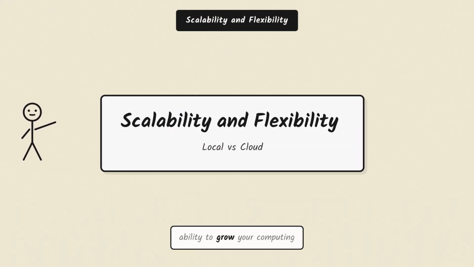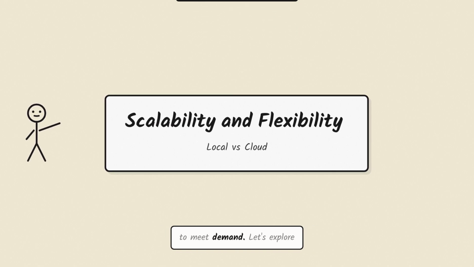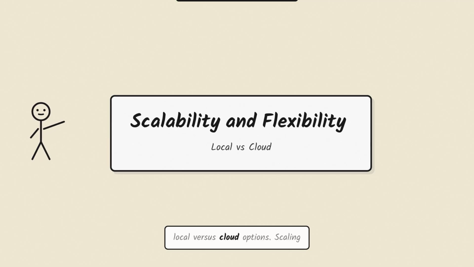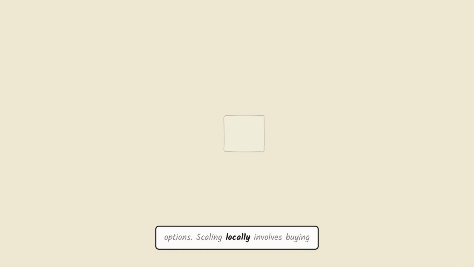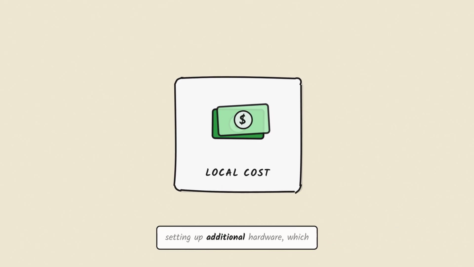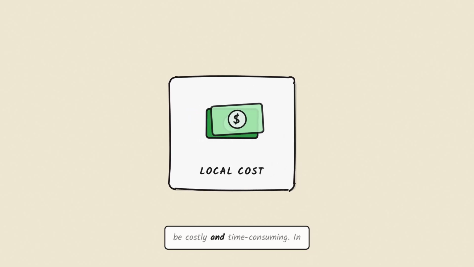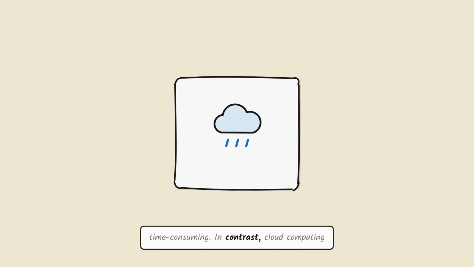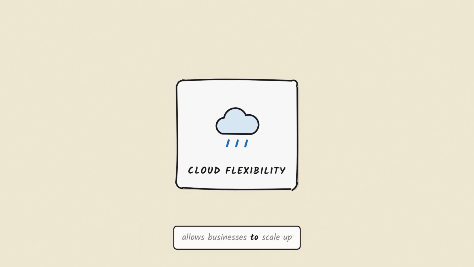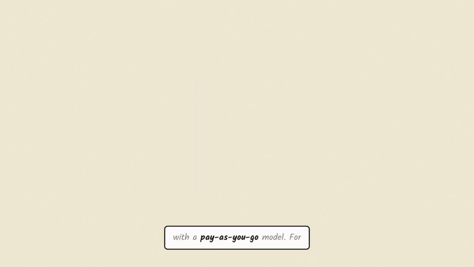Scalability is the ability to grow your computing resources to meet demand. Let's explore local versus cloud options. Scaling locally involves buying and setting up additional hardware, which can be costly and time-consuming. In contrast, cloud computing allows businesses to scale up resources with a pay-as-you-go model.